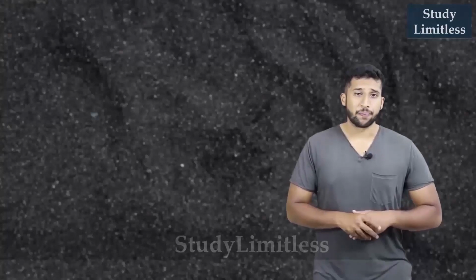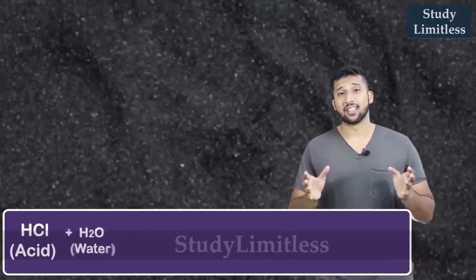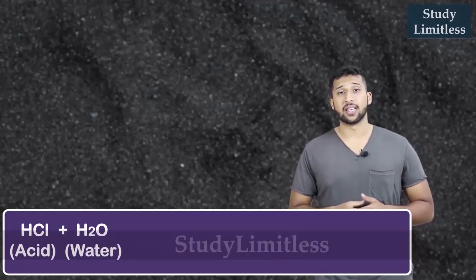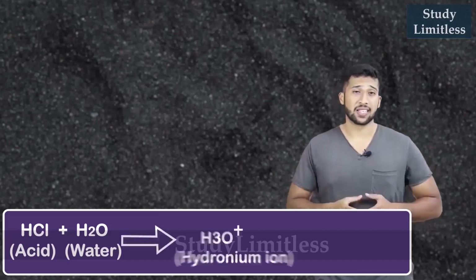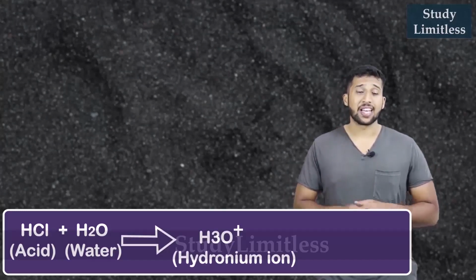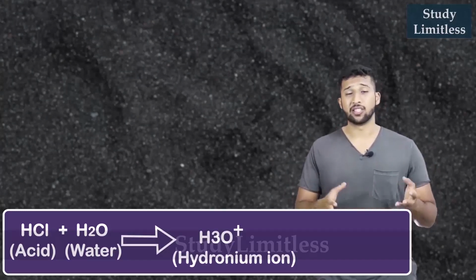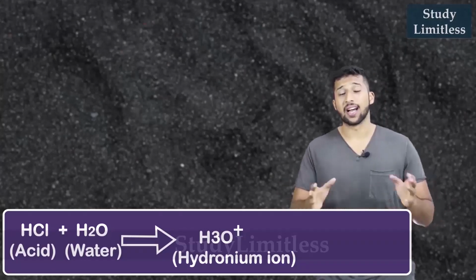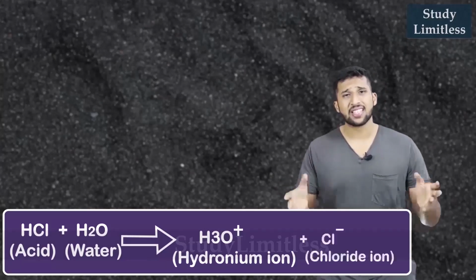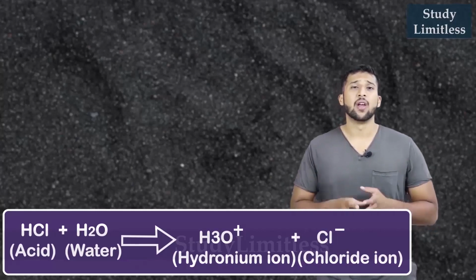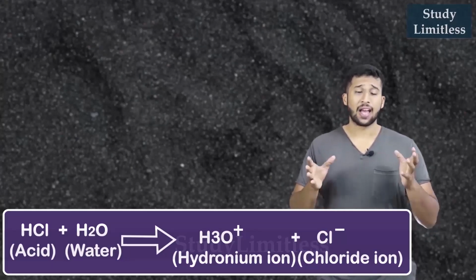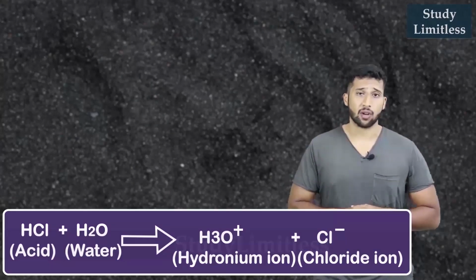Now if you remember, whenever an acid is dissolved in water, it dissociates and gives out H plus ions. A better way of writing the H plus ion is H3O plus, which is the hydronium ion. And this is what actually happens when you have an acid which is dissolved in water.